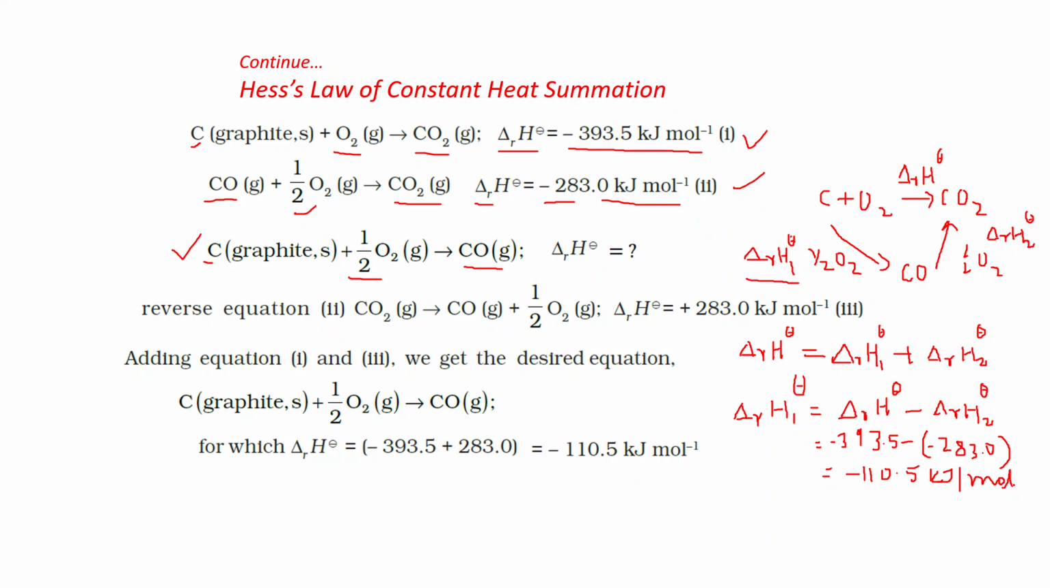That is, by applying Hess's law of constant heat summation, we can find out the standard enthalpy of formation of carbon monoxide. We can also do it another way, that is, reverse the second equation. When the second equation is reversed, we get CO2 gas converting into CO plus half O2. When an equation is reversed, its enthalpy also reverses in sign. Magnitude will remain the same, but only the sign changes. Now if we add equation 1 and equation 3, we will get the desired equation, the formation of carbon monoxide. Also add the standard enthalpies of equations 1 and 3. Then again we will get the same result, minus 110.5 kilojoule per mole.